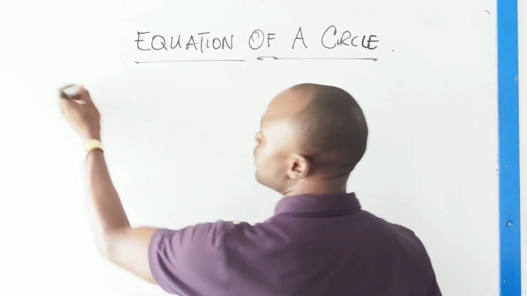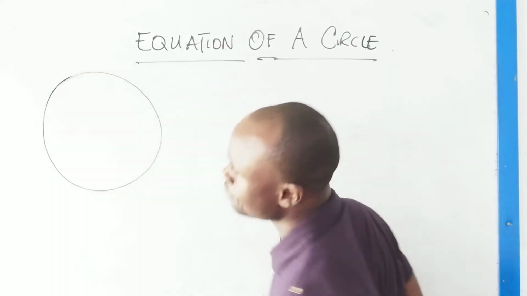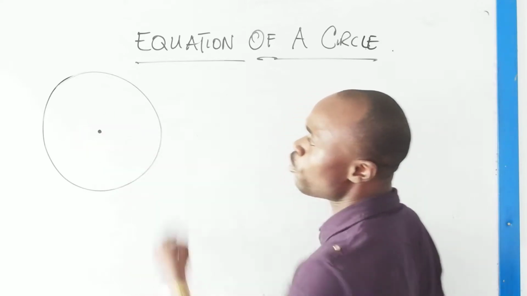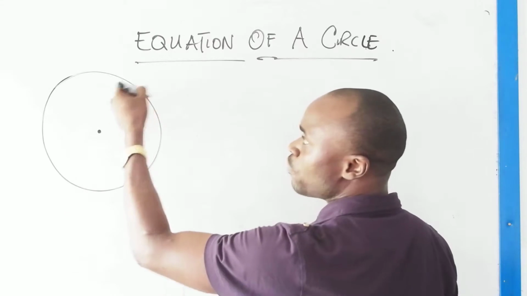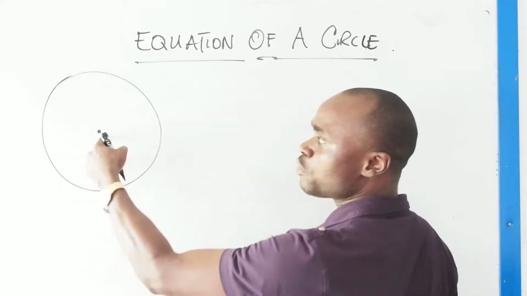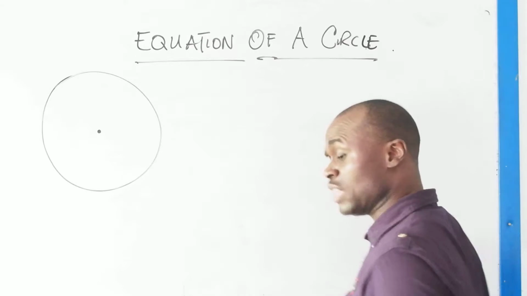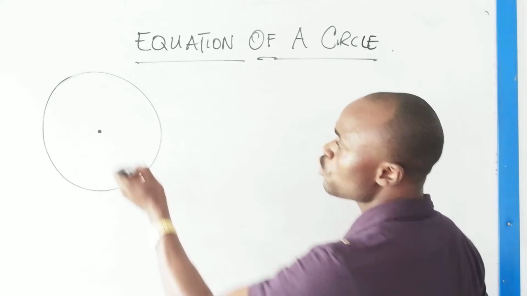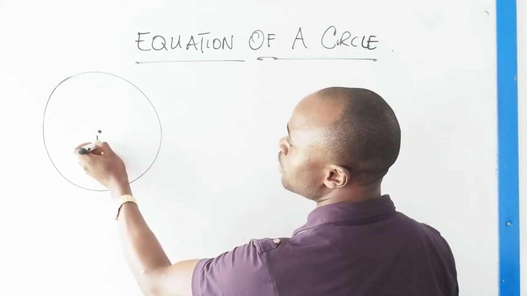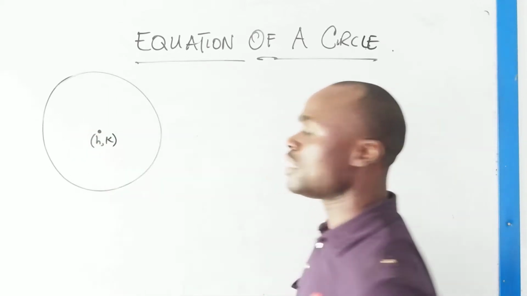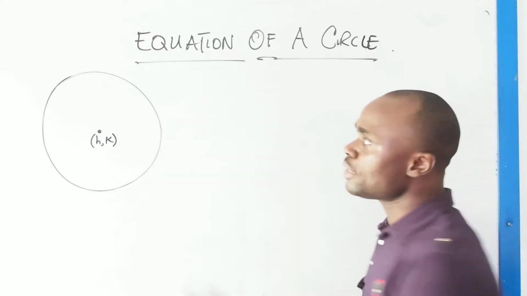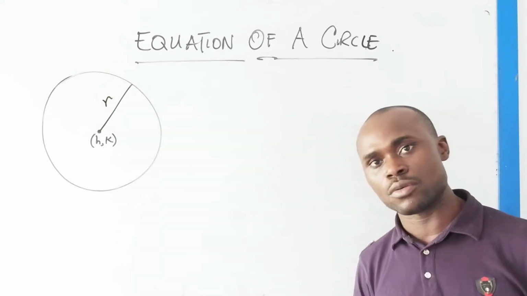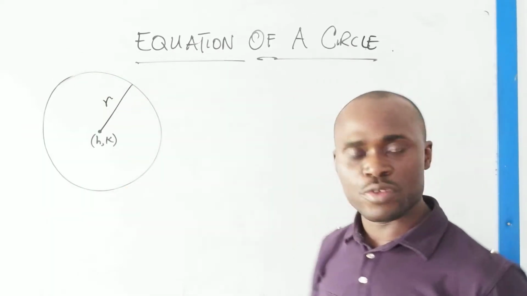So if we have something like this, this is what we call a circle. These are locus of points equidistant from this fixed point, which we call the center of the circle. In analytical geometry, we use a coordinate to represent the center of the circle. So we can represent this with h, k, representing a coordinate of the circle. And the distance from this point to this point is what we call the radius of the circle, while this remains the circumference of the circle.